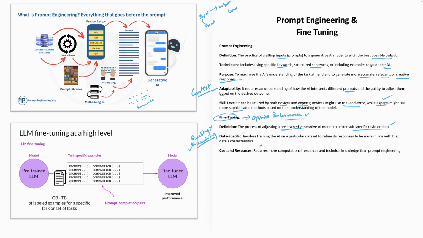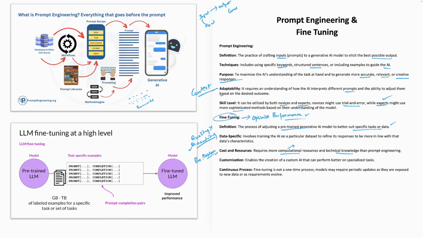When we talk about fine tuning, it does require more computational resources and technical knowledge. Obviously, you will need them because you have to do a lot of things in parallel, and your training data is quite huge. So you would need more computational resources and technical knowledge than prompt engineering. Customization enables the creation of custom AI that can perform better on specialized tasks. As we studied, there are either pre-trained models or custom models. Here you're working on real customization, where you are creating your custom AI, which can perform as per your use case.